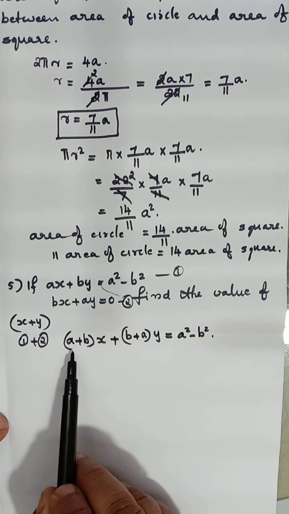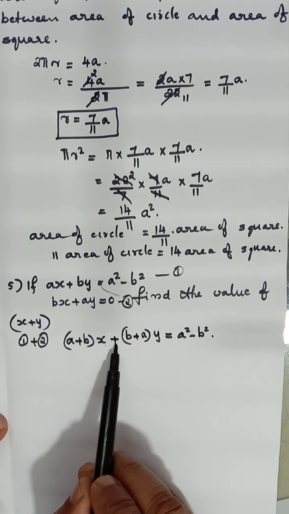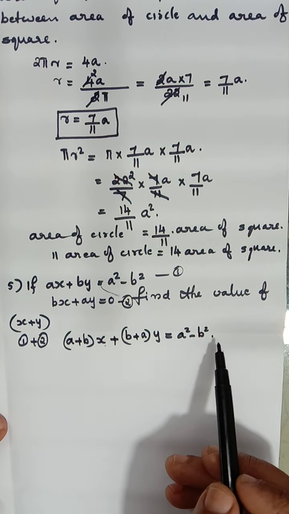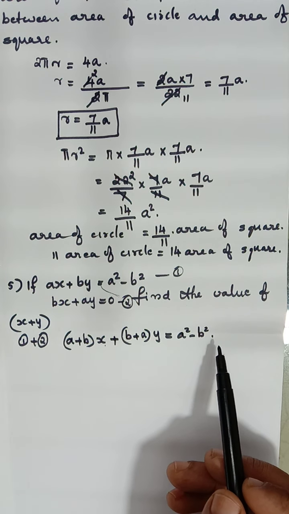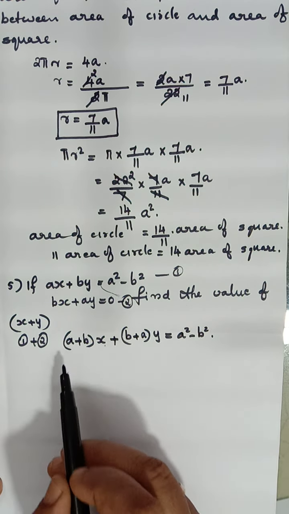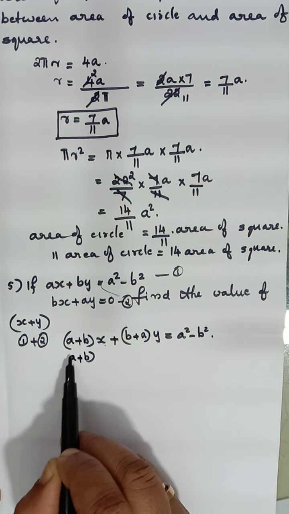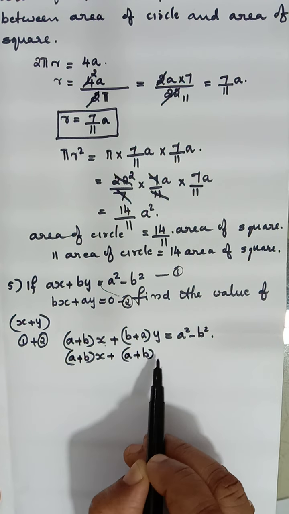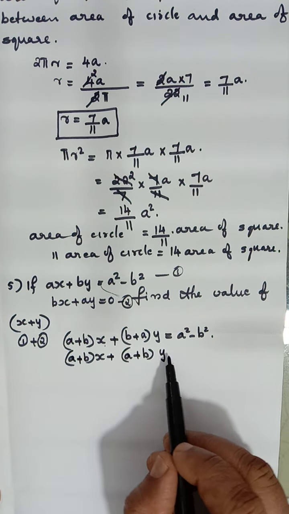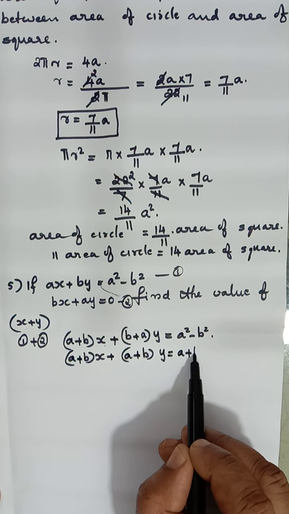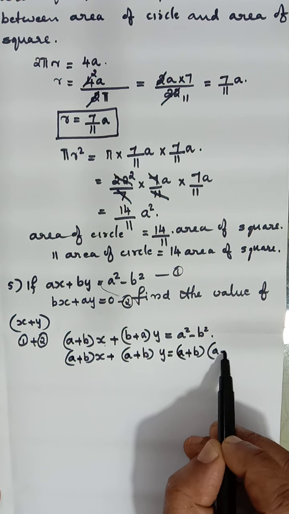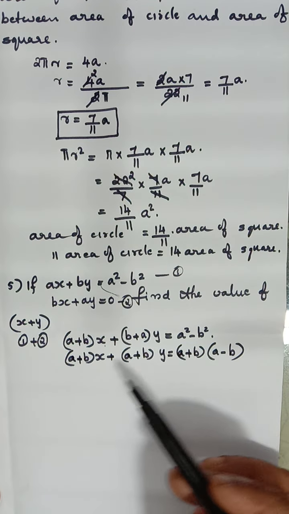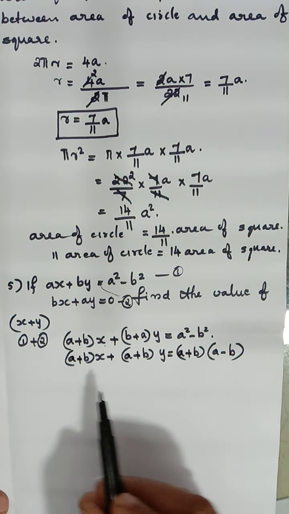Just check again. We have (a plus b) into x plus (b plus a), which is the same as (a plus b) into y, equal to a square minus b square, an identity everybody knows. It is (a plus b) into (a minus b). So I am going to rewrite it as (a plus b) into x plus (a plus b) into y, just changing the side, equal to (a plus b) into (a minus b), since a square minus b square is (a plus b) into (a minus b). Actually it is a 1 mark question. We have to make the steps shorter for you to understand.